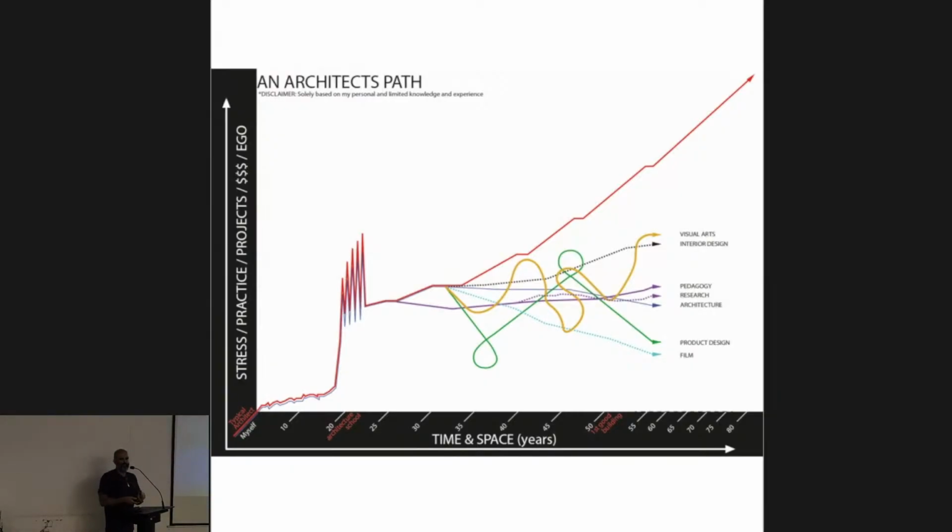And this is a graph I put up because I think it's interesting to think, if you see the red line, this is typically an architect's kind of work, right? You go through your school years and the stress levels go up and this and that. And as you go up through time, you get more money, you get more projects, your ego builds, all this stuff keeps on growing, growing, growing.